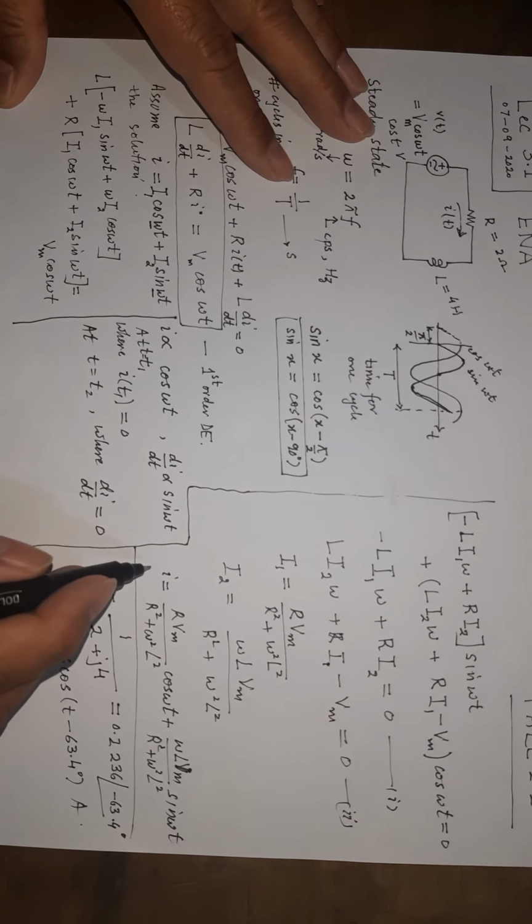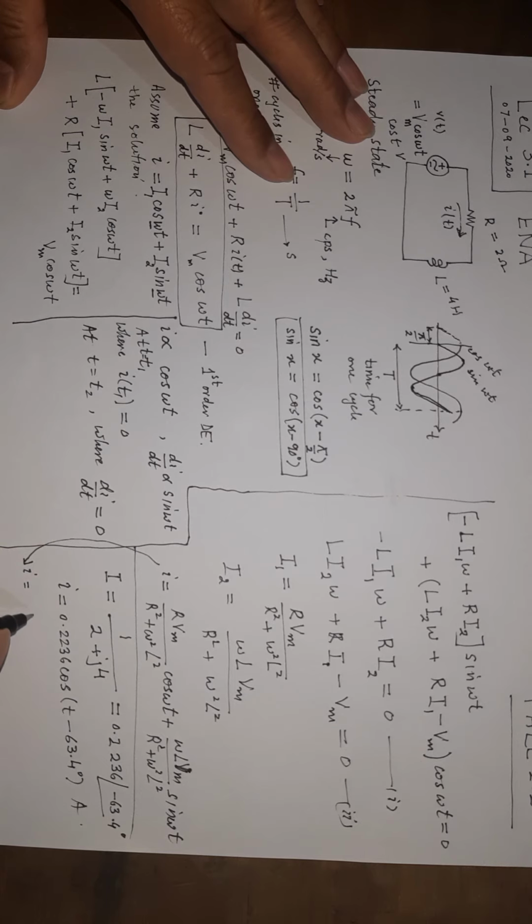This thing directly says i(t) would be equal to R, which is 2, Vm, which is 1, over R, which is 2, squared, which will be 4, plus omega, which is 1, L, which is 4, squared, which is 16, that would be 20, times cos of omega, which is 1, t, plus omega, which is 1, L, which is 4, Vm, which is 1, over 20 sine of omega, which is 1, t.